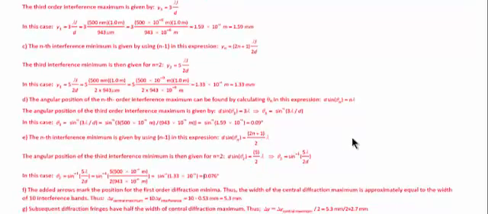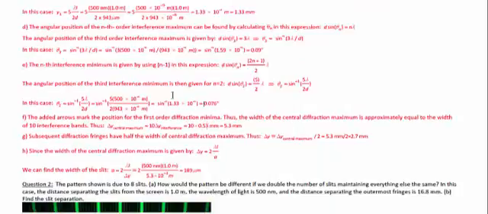Now, in this case, we say we have about 10 interference bands between the two red arrows, so the width of the central maximum is 10 times 0.009, 5.3, so it's 5.3 millimeters.